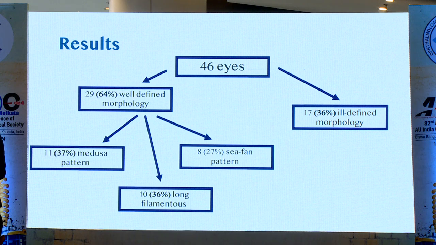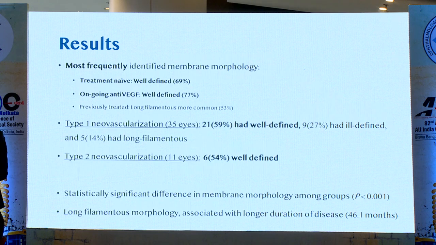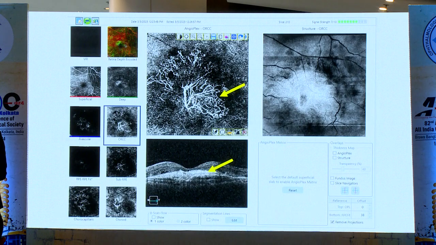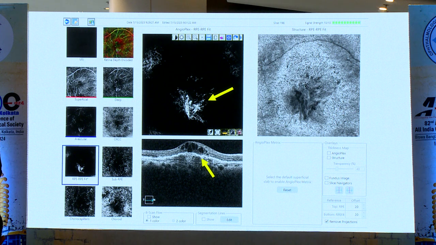Once again, out of the 46 eyes, 64% had a well-defined morphology, out of which a majority were either medusa head or long filamentous pattern, and 36% of eyes had an ill-defined morphology. So in our results, the most frequently identified membrane morphology was well-defined, and in type 1 neovascularization, the majority had a well-defined pattern, as was the case in type 2 neovascularization as well. And there was a statistically significant difference in membrane morphology between the two groups. These are some representative images of patients showing a seemingly inactive OCT but still having a membrane pattern on the OCTA. This is another example of a long filamentous pattern on OCTA, whereas the OCT is showing regression.